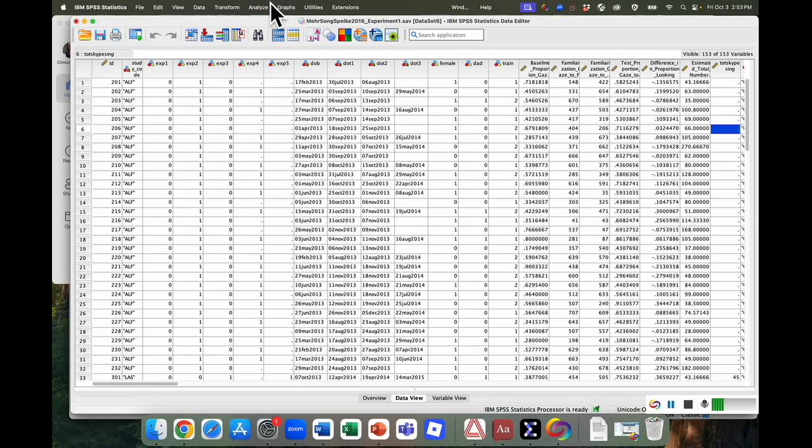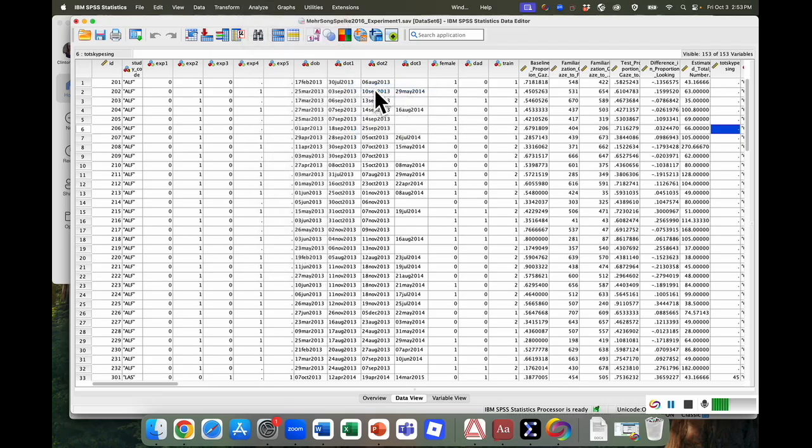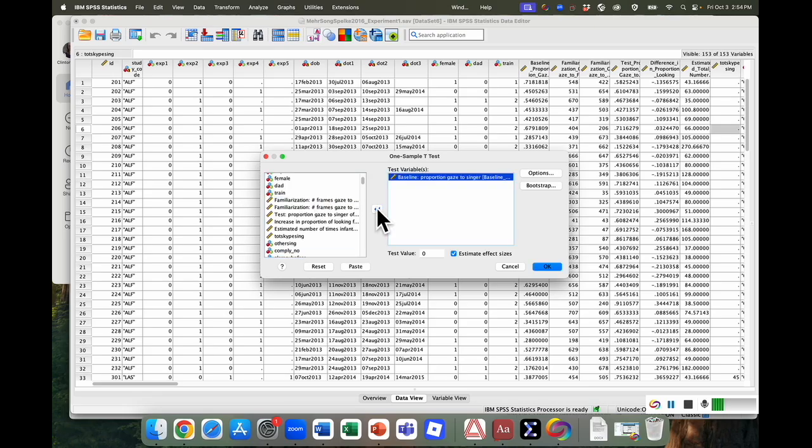Then what we're going to do is go to analyze, compare means and proportions, one sample t-test, and click on baseline proportion gaze to singer. Now remember, the value that we are interested in is how similar or how different it is from 0.5, because that would show an even split in gaze. So our test value is going to be 0.5.